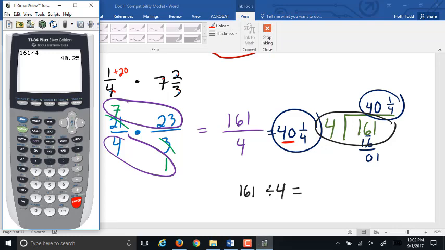How do I get the fraction? Well, I'm going to subtract off that whole number portion of 40. Leaves me with just the decimal. That decimal portion is the fraction in decimal form. How do we turn it back into a fraction form? We're going to multiply by our denominator of 4. That is 1/4.